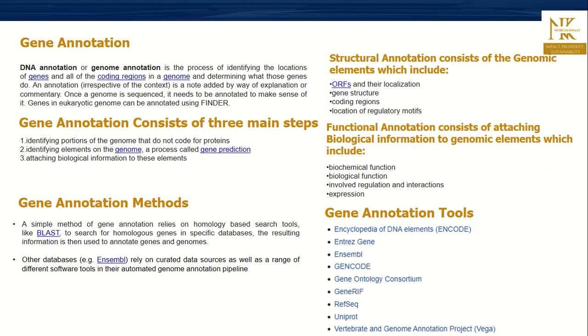So there are different methods that you can use. One of such is BLAST, Basic Local Alignment Search Tool. The other part, you can use genome browsers like Ensembl to look for the gene, to annotate for that particular gene. And then structural annotation consists of genomic elements such as ORFs and the likes.